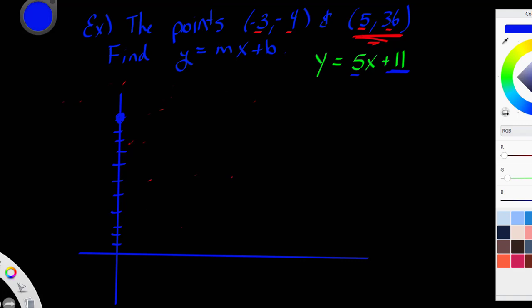So what that means is we can either go down 5, 1, 2, 3, 4, 5, and then over 1, or you can go up 5 and over 1 in this direction, as long as the line has a slope in the positive direction.